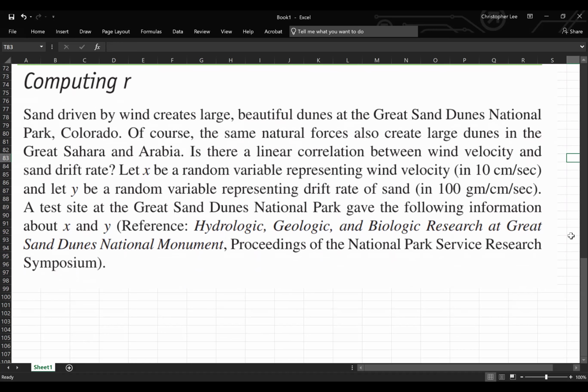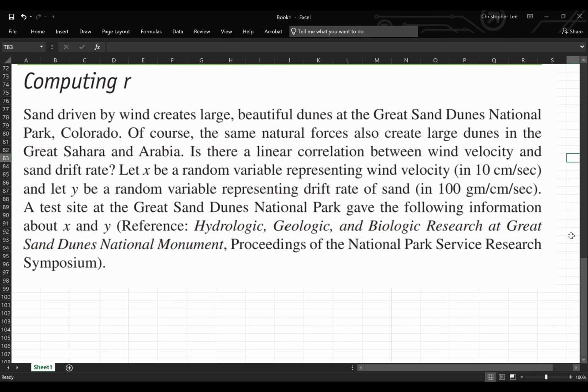Sand driven by wind creates large, beautiful dunes at the Great Sand Dunes National Park, Colorado. Of course, the same natural forces also create large dunes in the Great Sahara and Arabia. So, is there a linear correlation between wind velocity and sand drift rate?